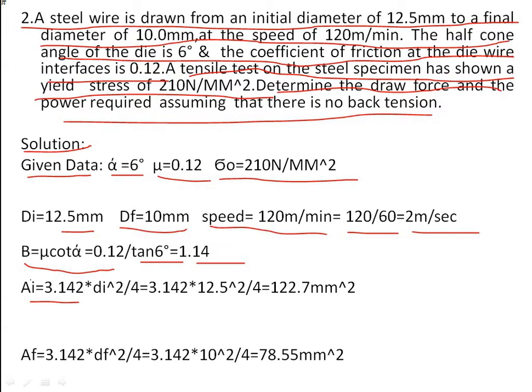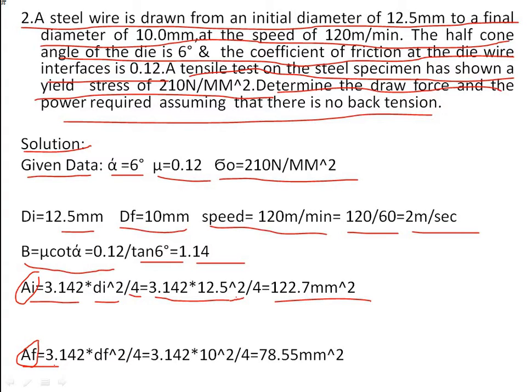So taking inner diameter, we can find the inner area AI, pi into di square divided by 4, with pi as 3.142. So pi into 12.5 square divided by 4, that you will get 122.7 mm square.